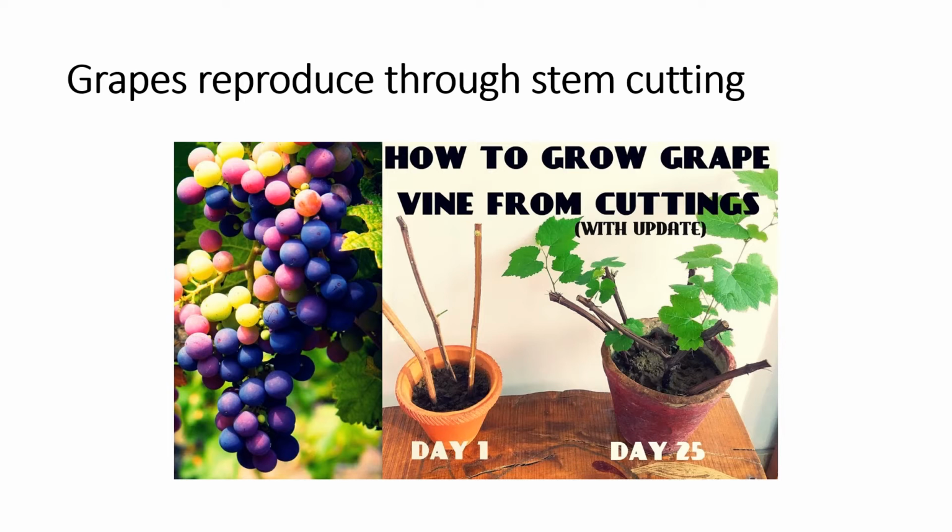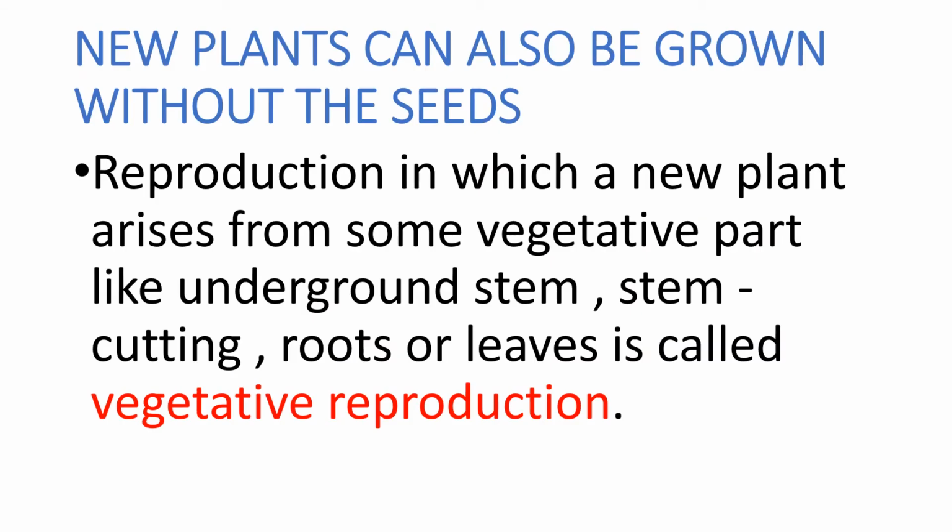Now, after a few days, as shown in the picture, around 25 days, we see that these stems have started growing new roots which are inside the soil, and new leaves have also started growing on them. So here we have 3 grapevines grown from the stem cutting. So we have seen that new plants can also be grown without the seeds.